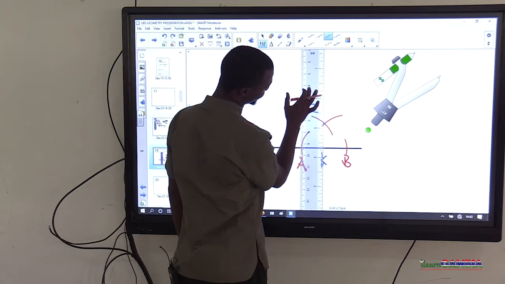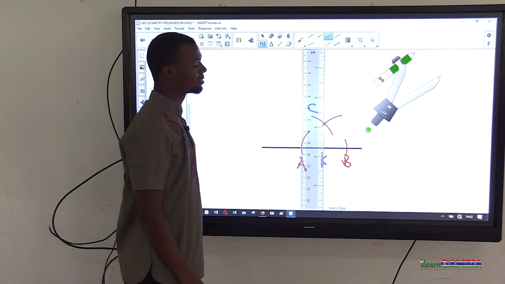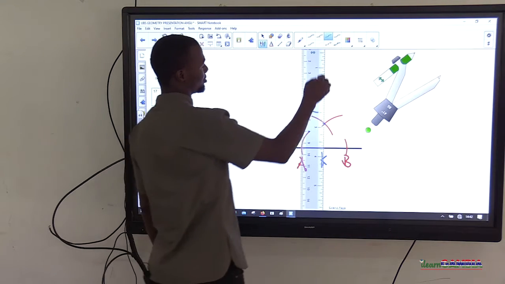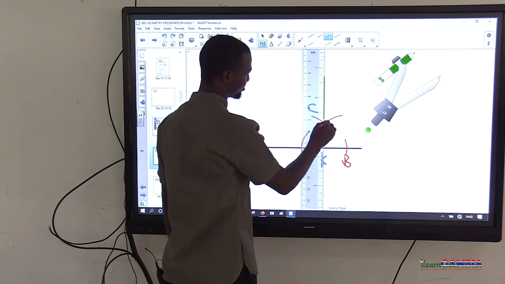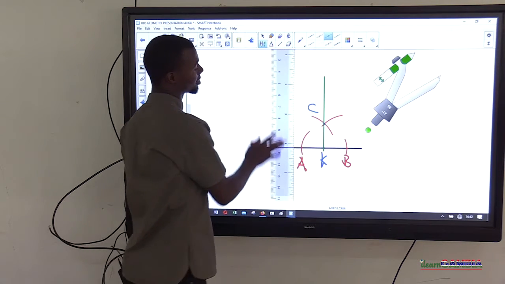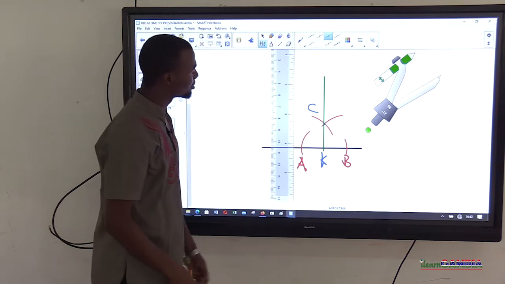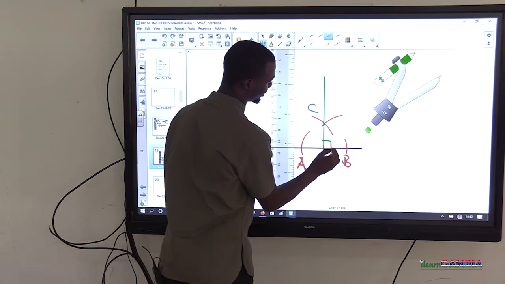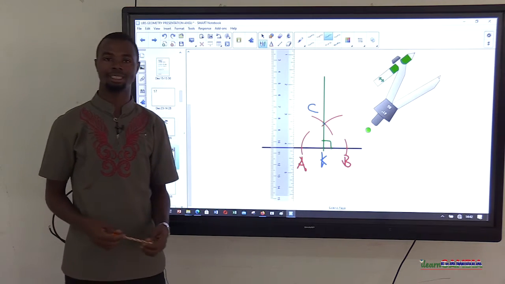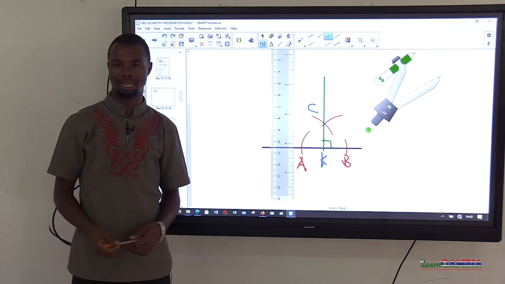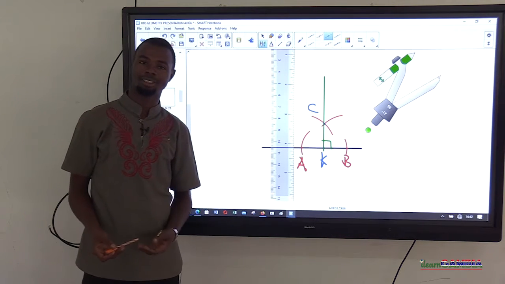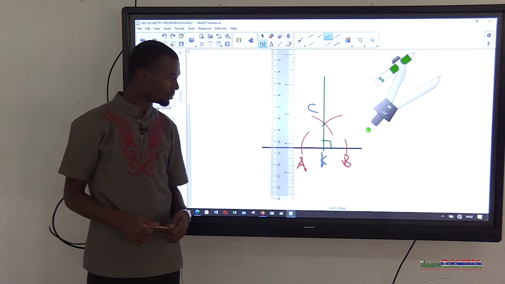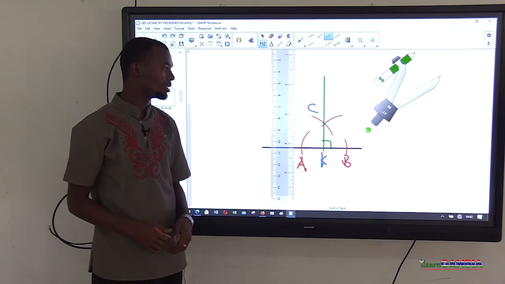So we draw a line from C to K. From C to K, that's our line, from the point of intersection of the two arcs to K. So this is 90 degrees. This is the way we construct 90 degrees at a point on a line. We just construct a line perpendicular to the line we're given at the point we are to construct the 90 degrees. So this is the way we do this.